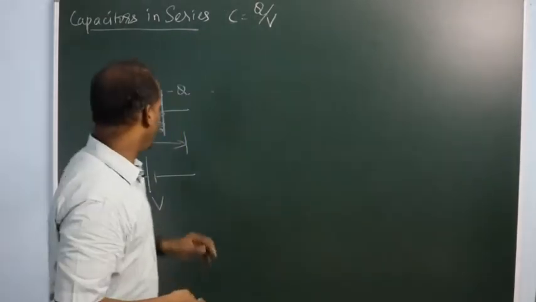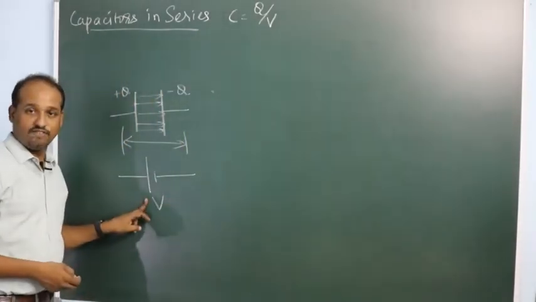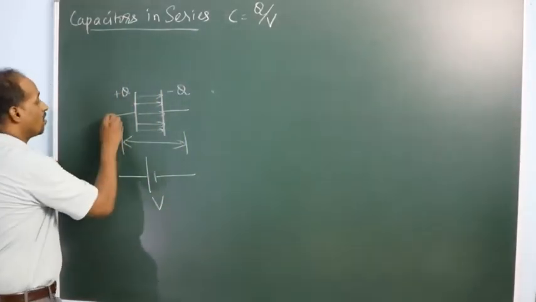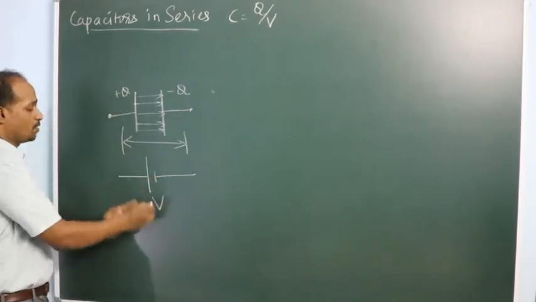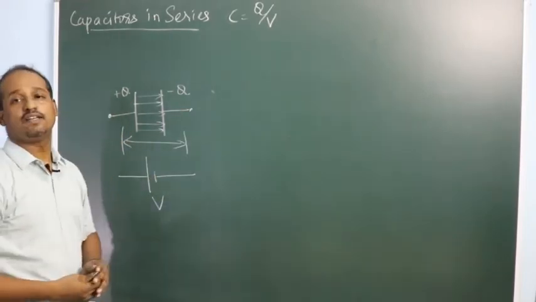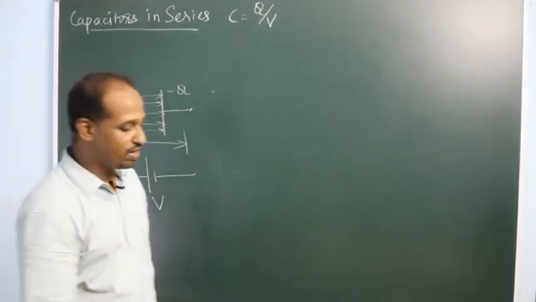If we connect a V volt potential difference across this point and this point, the total potential drop will be V, and that is given as Q equals CV from the above relation.